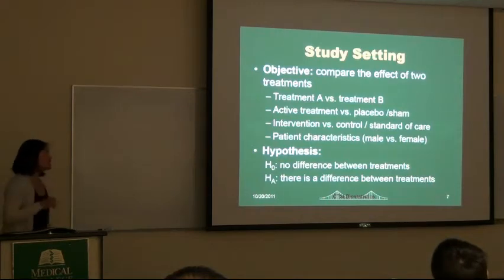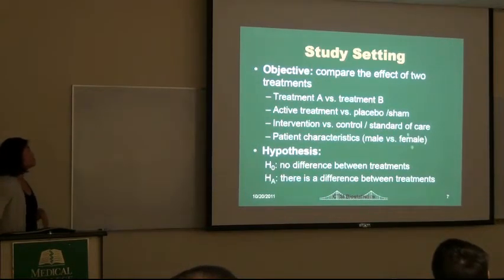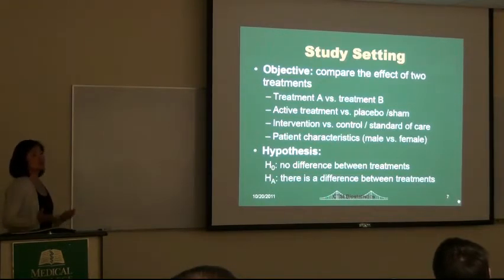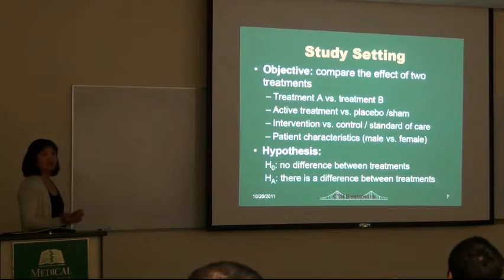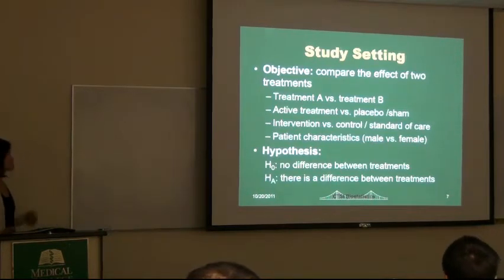Like I said, the study setting is if you have two different treatments and you want to compare the outcomes. And by treatments, I use it very broadly. You can have two active treatments, A and B, or you can have one active treatment and a placebo or a sham device. Or you can have an intervention and control, where you don't do anything to that patient. Or you can look at effect based on patient characteristics, so you can have male versus female, or older patients versus younger patients. So by treatment, this is very broad in this sense.